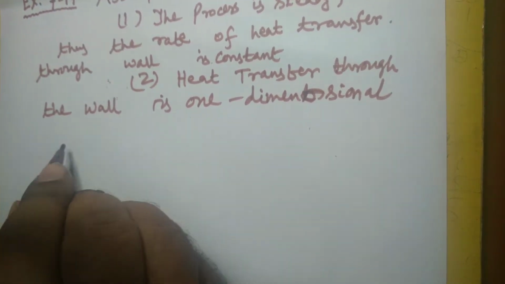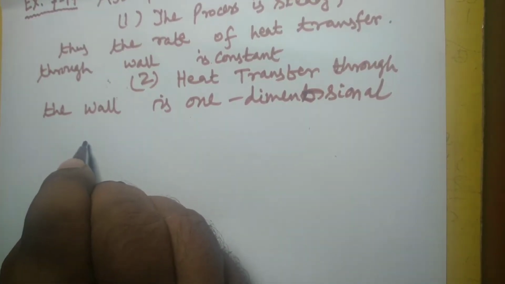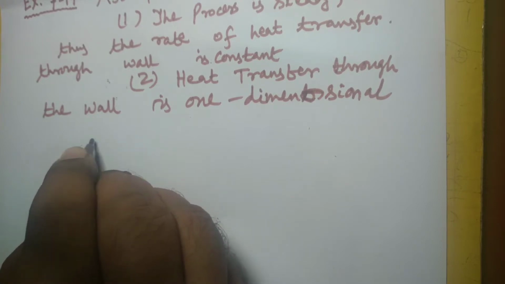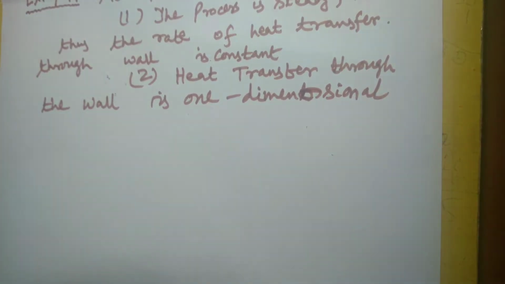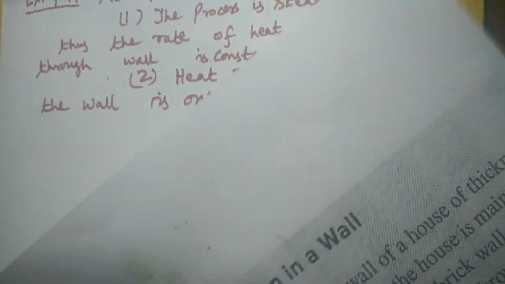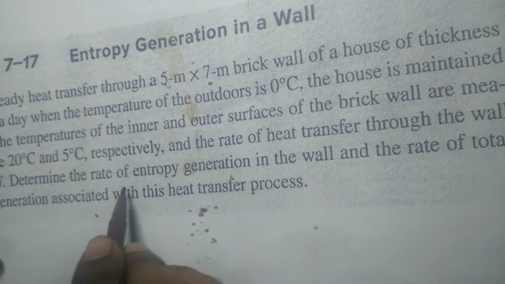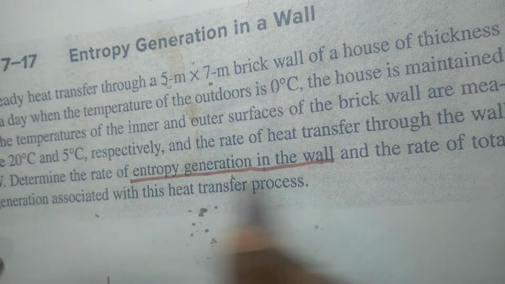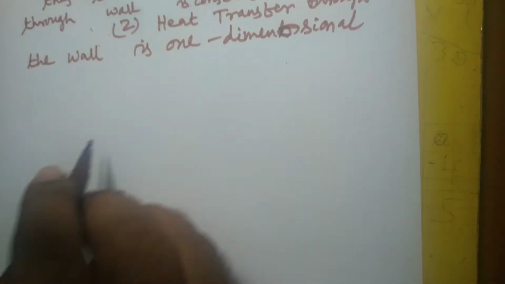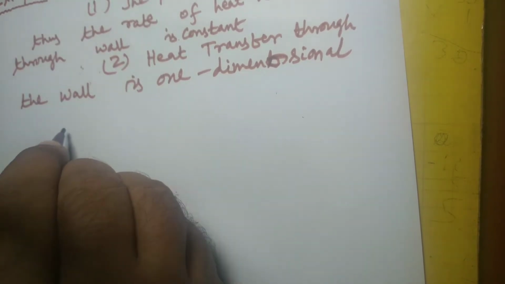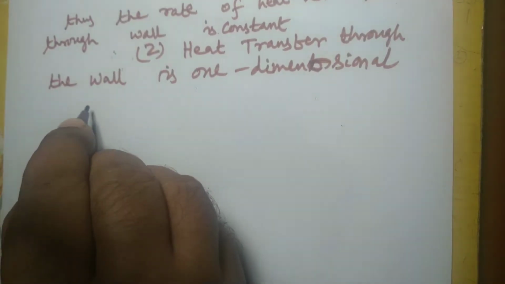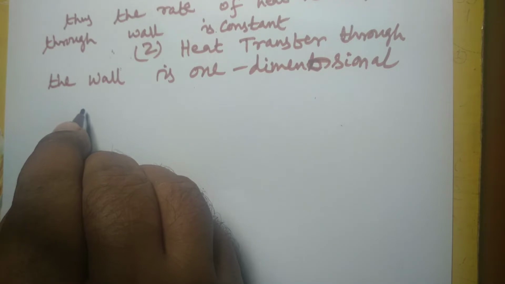So now we have to apply the entropy balance for the wall to find out entropy generation in the wall. The first part of the question requires you to find the entropy generation in the wall. So for that we have to apply the principle of entropy balance to the wall.